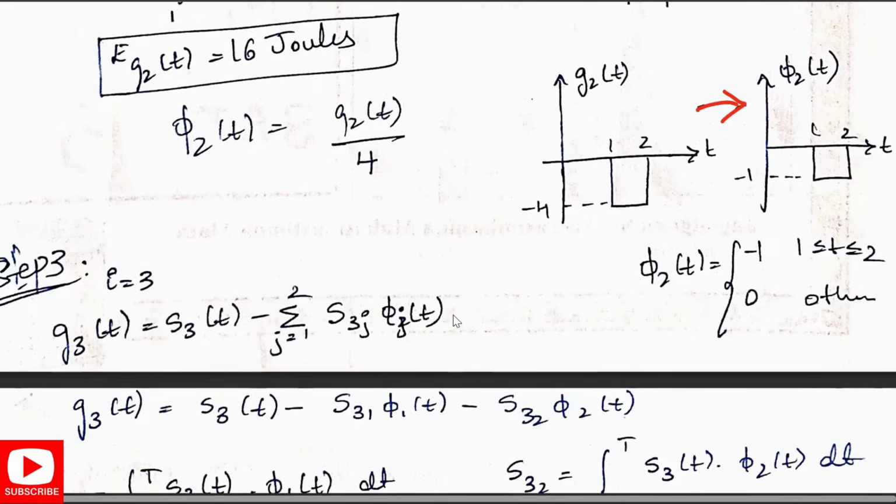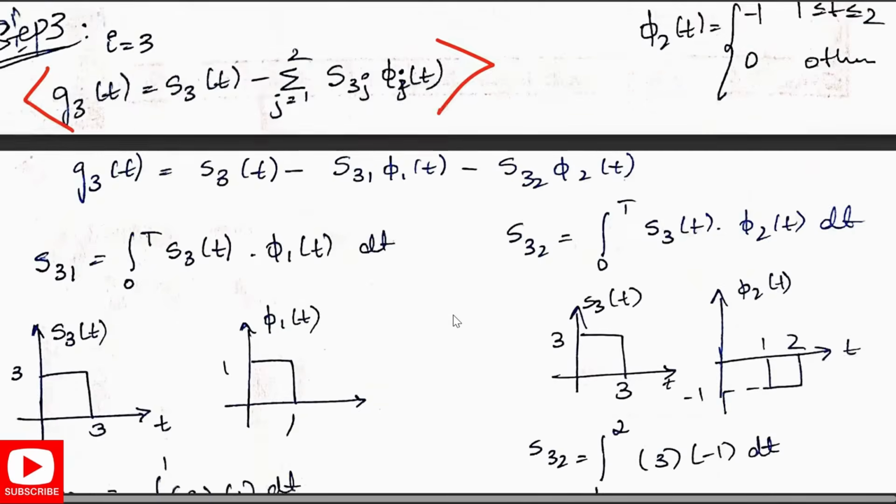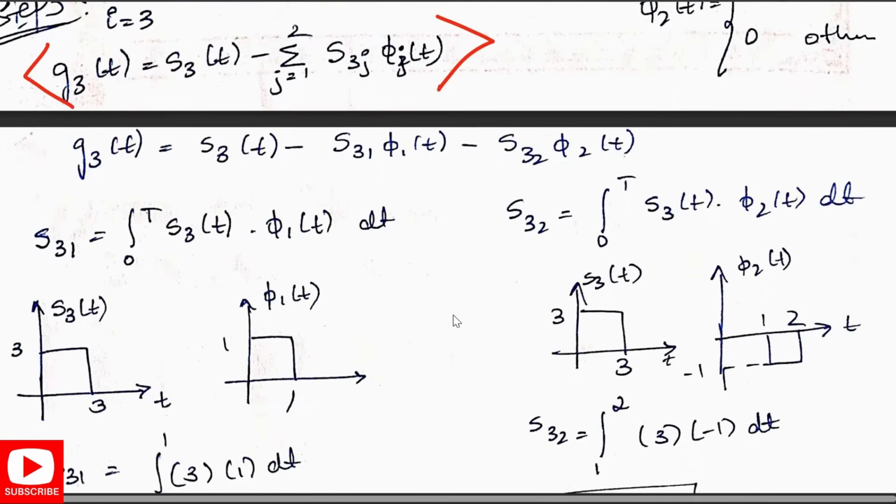So finally, in step 3, where i is equal to 3, same equation, you need to know this general equation. Substitute i is equal to 3. On substituting i is equal to 3, j is 1 to 2, you need to split it into two parts: S3 of t, S31 phi 1 of t, S32 phi 2 of t. So first we'll find out this and then we'll find out this. S31 is the integration of 0 to T of S3 of t into phi 1 of t. S3 of t is given in the question, and phi 1 of t we have found out.